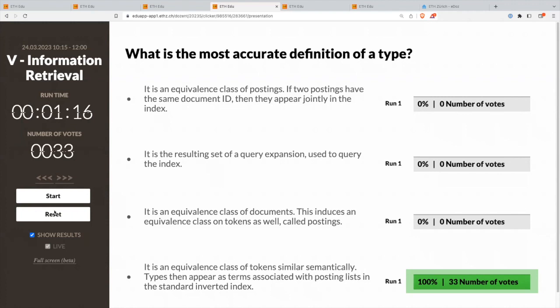So every key in your B+ tree, or everything that has a postings list, is called a term in the end, right? So the type becomes a term, if you will, in the standard inverted index. And the tokens, that's used for the original documents. That's when you find an occurrence of a term or a type in the original documents. All right, let's move back to the slides.